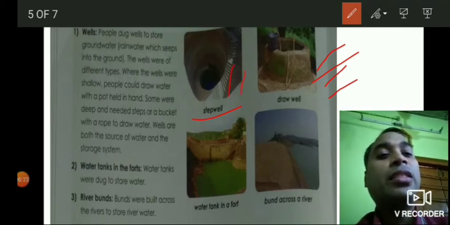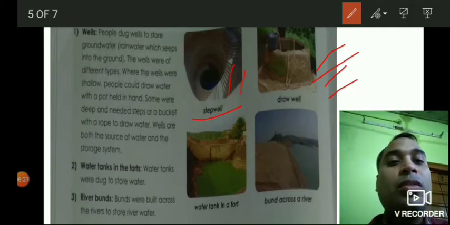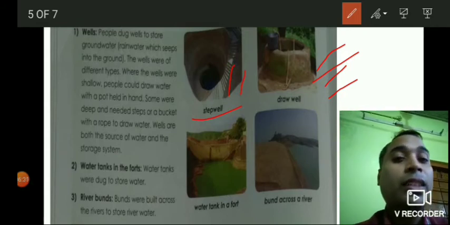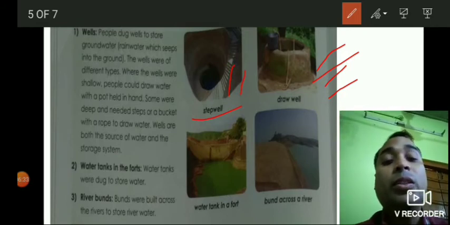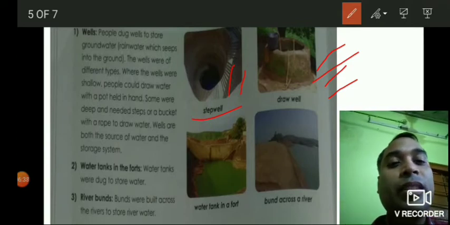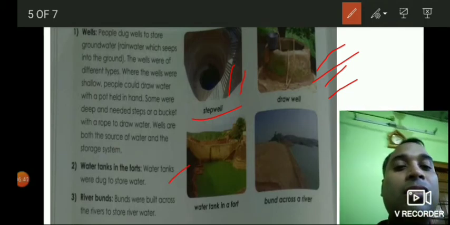So here you can see this is called step well. So wells are both the source of water and the storage system. So they are the source of water along with the place to store water. Then we have water tanks in the forts. So water tanks were dug to store water.